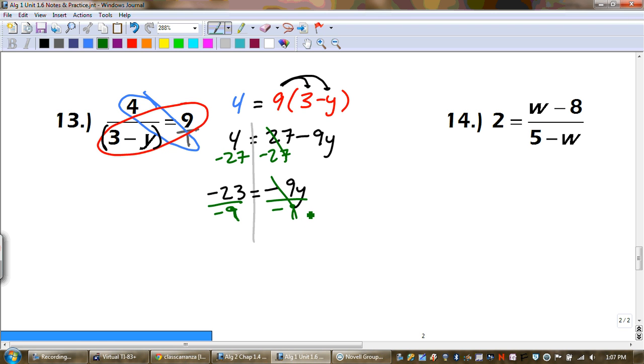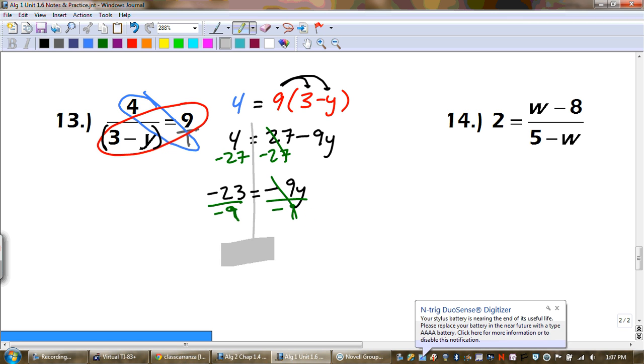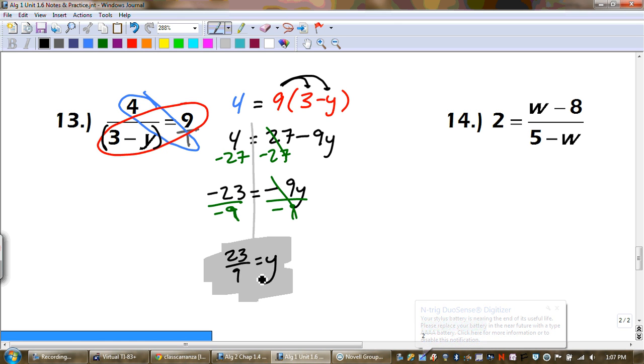23 over 9 does not reduce. However, we're dividing two fractions, and when we divide two fractions, they equal a positive.